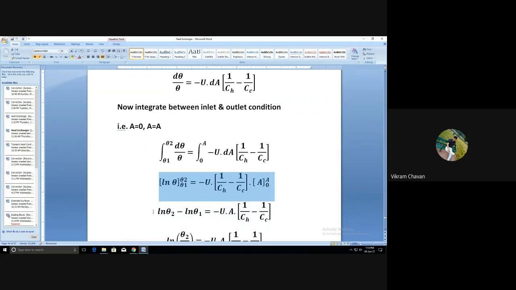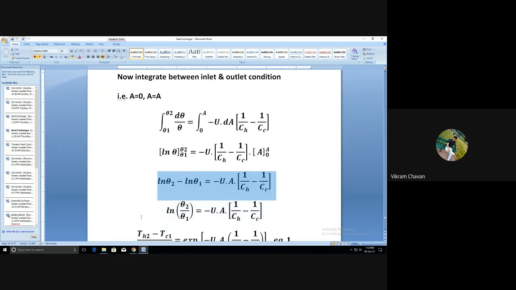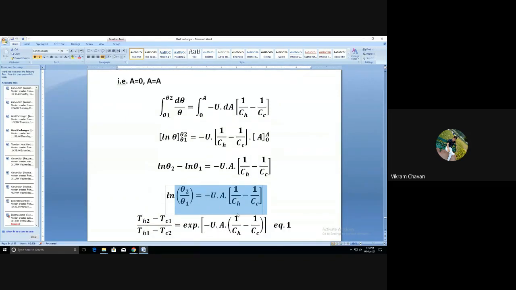Then put in the limits, upper limit minus lower limit, and we will get ln θ2 minus ln θ1, which will be equal to minus U multiplied by A inside bracket 1/Ch minus 1/Cc. Apply the logarithmic rule for ln θ2 minus ln θ1, which we can write as ln of θ2/θ1, and which will be equal to minus U multiplied by A inside bracket 1/Ch minus 1/Cc.